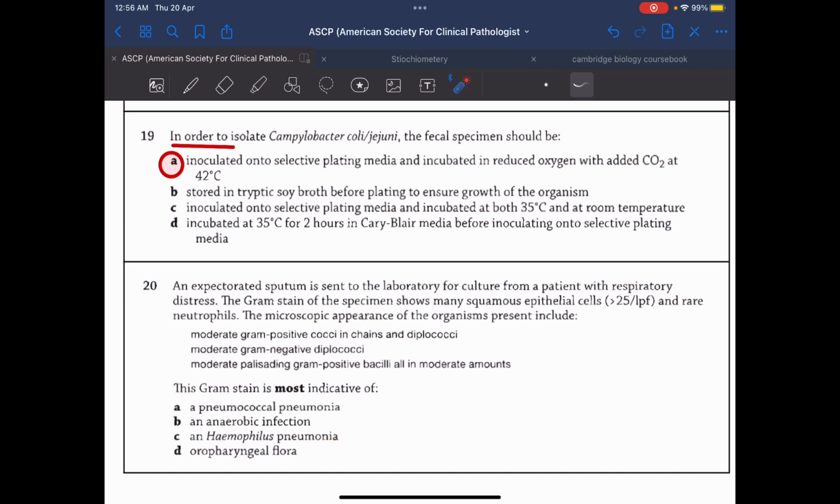Sputum specimen quality is assessed to determine if the specimen is representative of the site of infection. The presence of white blood cells is an indicator of infection, and the presence of squamous epithelial cells is an indicator of oropharyngeal contamination. In this specimen, more than 25 epithelial cells per low power field is an indicator of poor specimen quality, and the bacteria present are representative of oropharyngeal flora. So the correct answer is D.